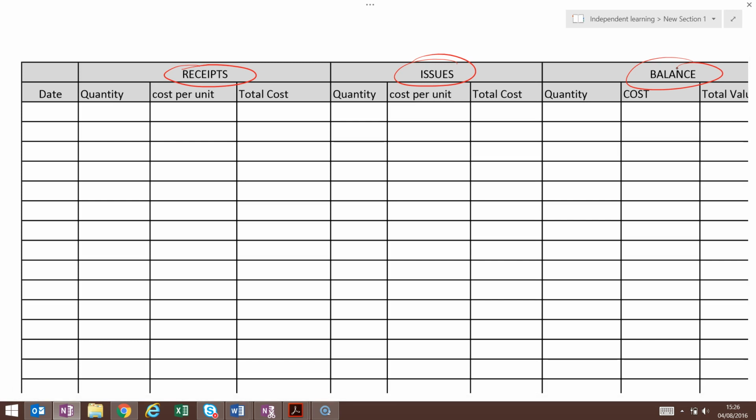So let's get started. Using the data that's in example 2.4, we'll firstly look at FIFO. So on the 1st of September, we received 100, they were £5 each, so that's £500. So now we update the balance. We now have 100 items in stock, they cost £5 each, so that's £500.